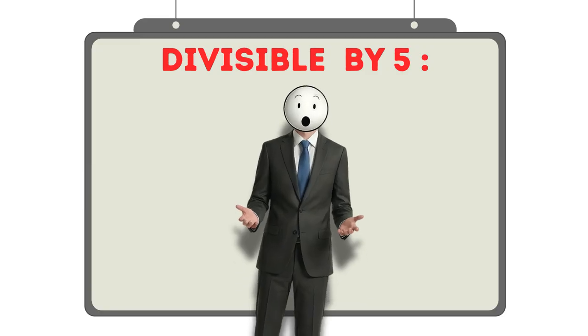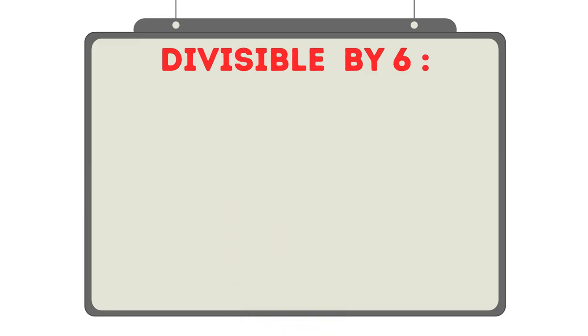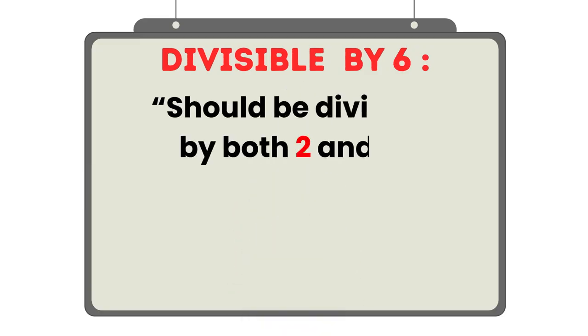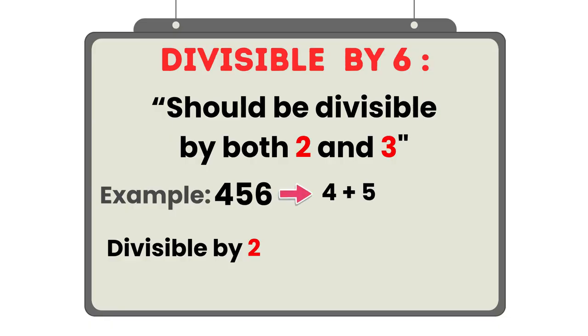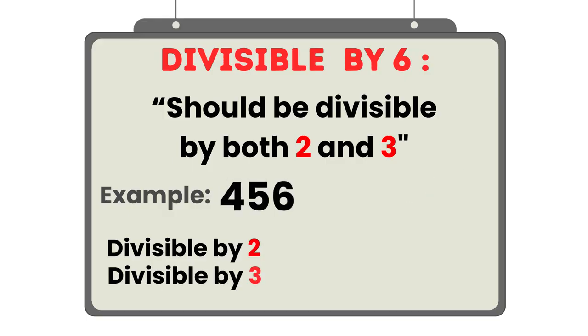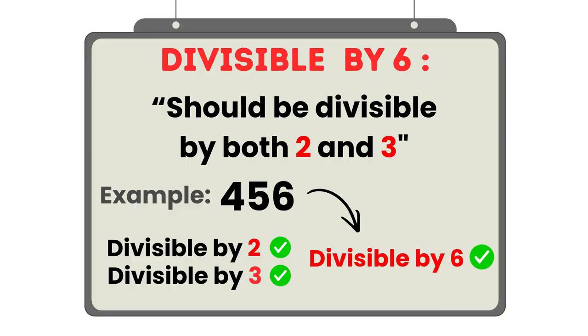Now divisibility by 6. A number is divisible by 6 only if it is divisible by both 2 and 3. For example, take the number 456. Its last digit is 6, which makes it divisible by 2. Now add its digits. 4 plus 5 plus 6 equals 15, and 15 is divisible by 3. Since the number passes both tests, 456 is indeed divisible by 6.